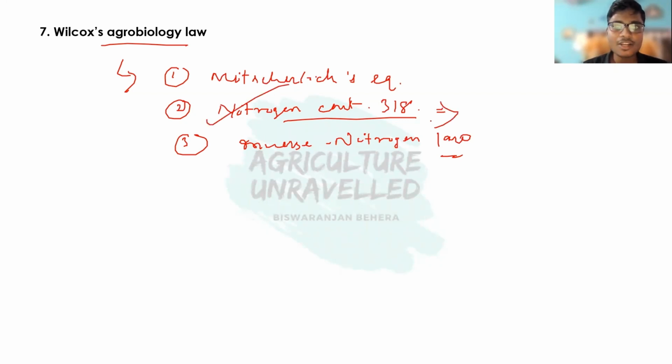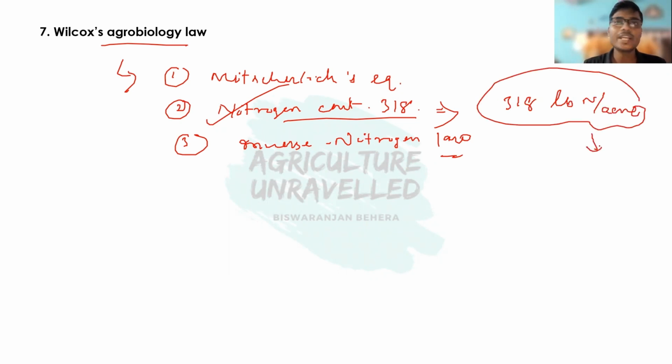So coming to this nitrogen constant 318, it says that under normal growth and development, a plant absorbs 318 pound nitrogen per acre under normal growth and development condition in a single growth cycle. Okay, in one growth cycle, a plant absorbs 318 pound nitrogen per acre. So remember this value, it is also very important in examination, this can be asked.